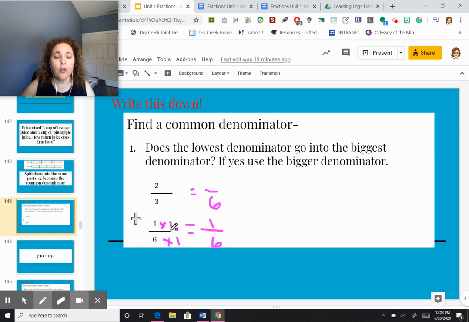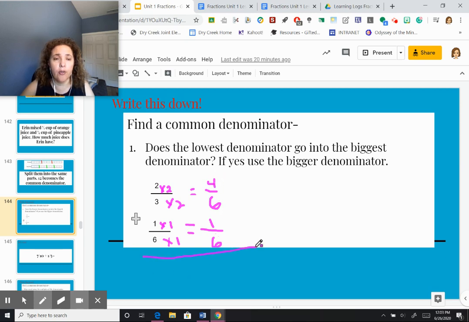Okay, so now I got to do the same thing for this one. 6 is my common denominator. How many times does 3 go into 6? Good, 2 times. So if I multiply the denominator by 2, I got to multiply the numerator by 2. Whatever I do to the top, I do to the bottom. 2 times 2 is 4. It gives me 4/6.